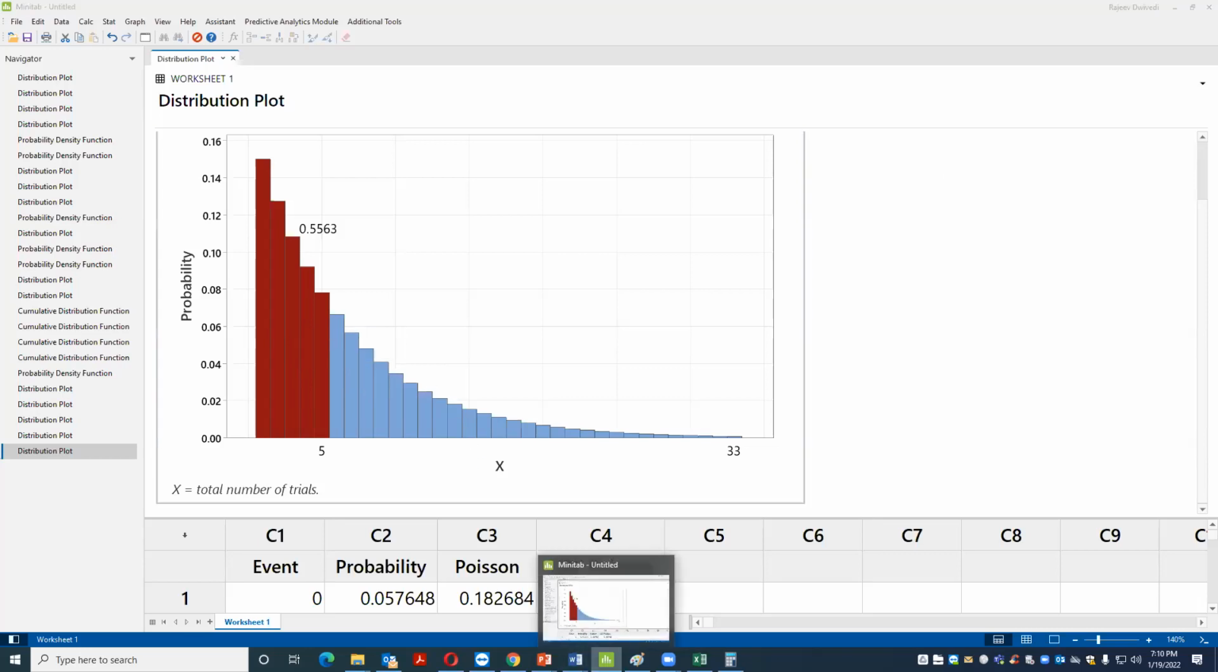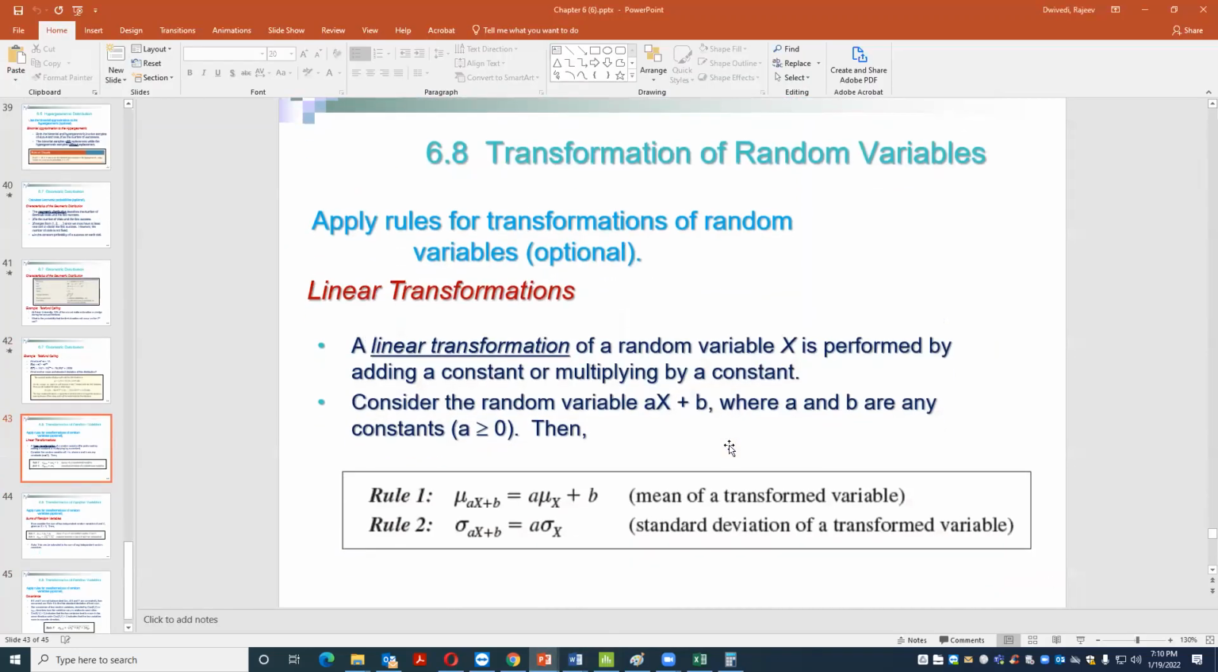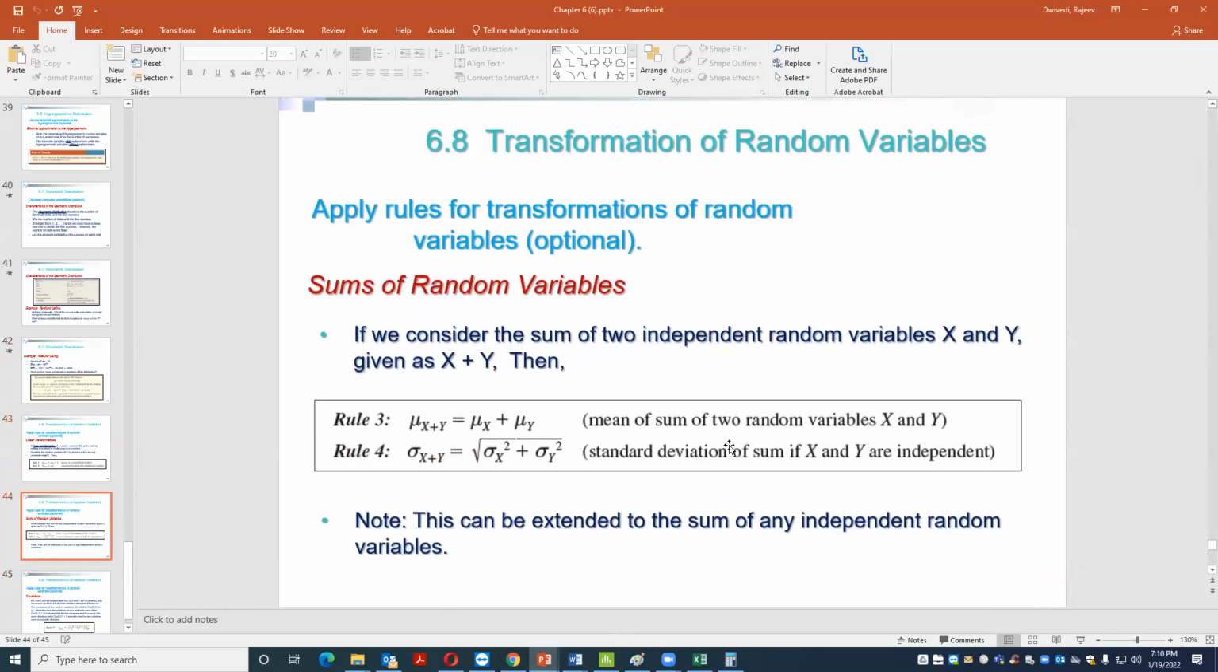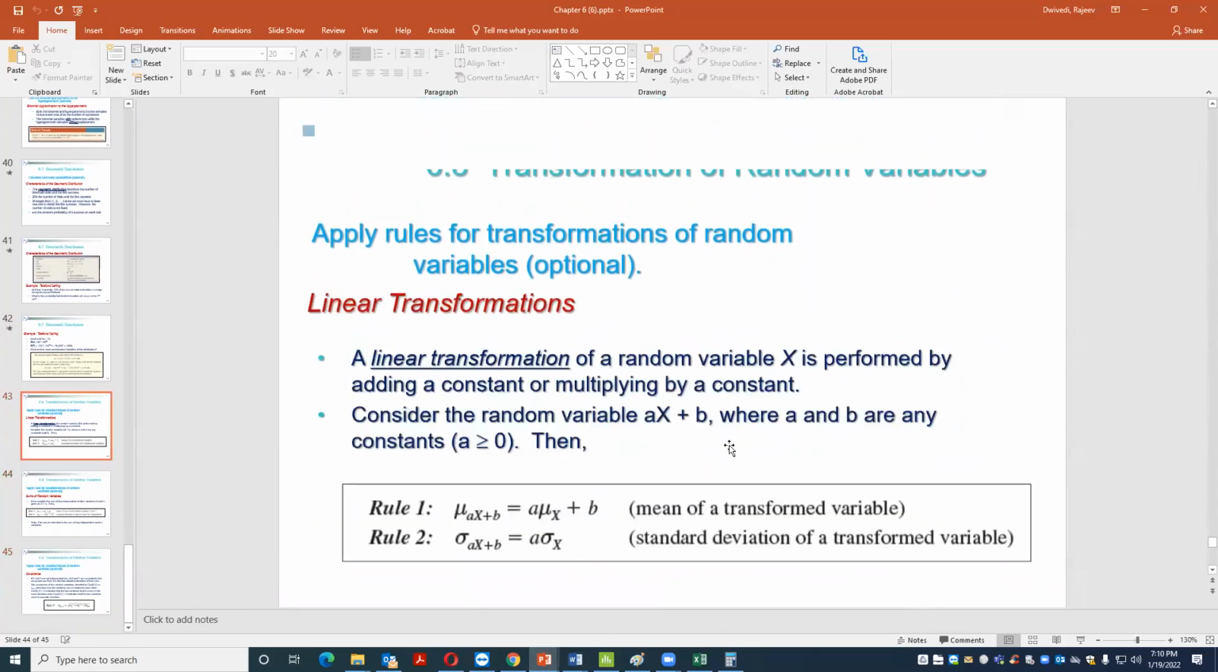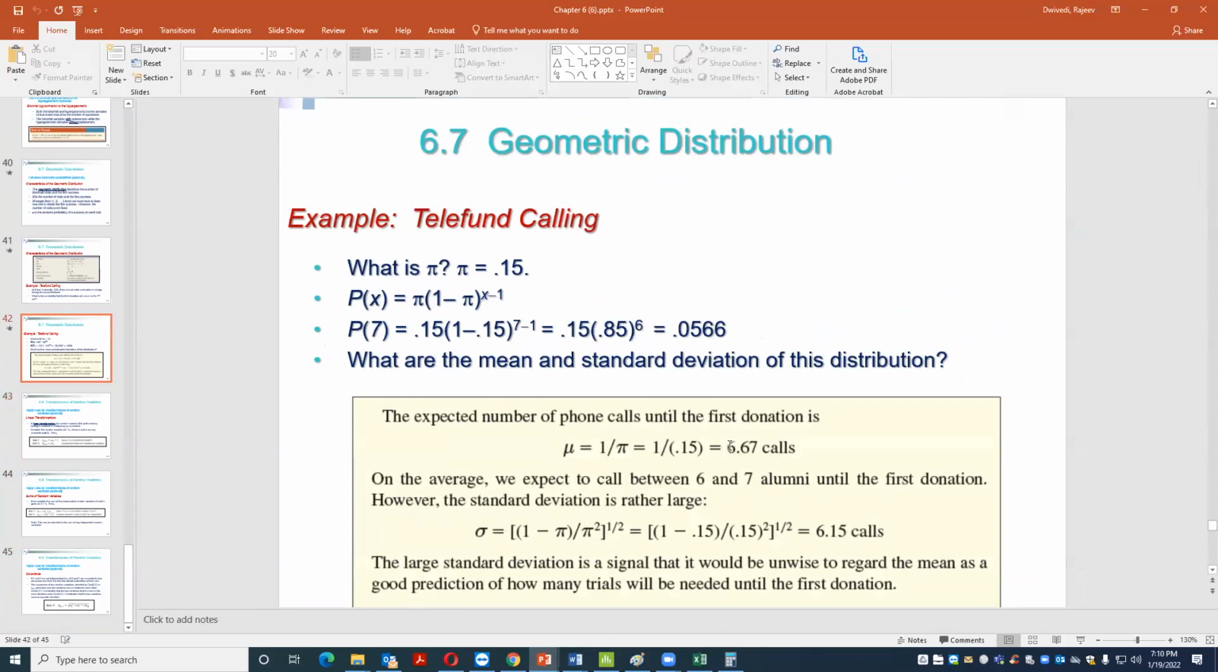So now I come over here. These are now random variables. I'm not going to cover them because this is not part of it. This is chapter number 6. Any question related to chapter 6, don't hesitate to ask me.